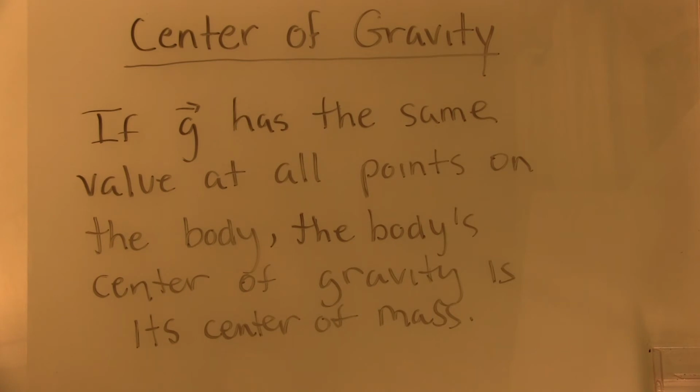If g has the same value at all points on a body, its center of gravity is identical to its center of mass. Now, while g varies somewhat with elevation, the variation is extremely slight.